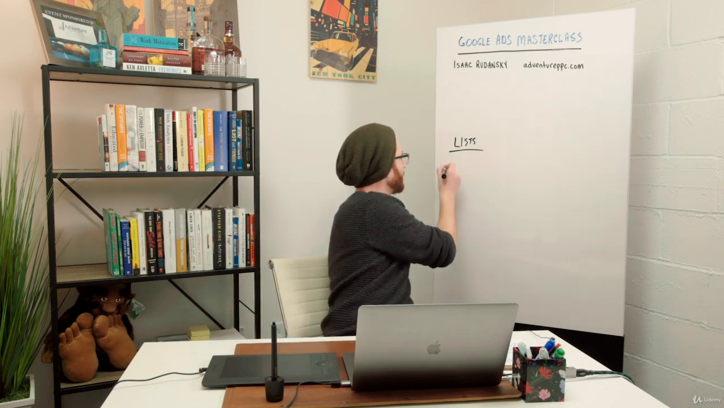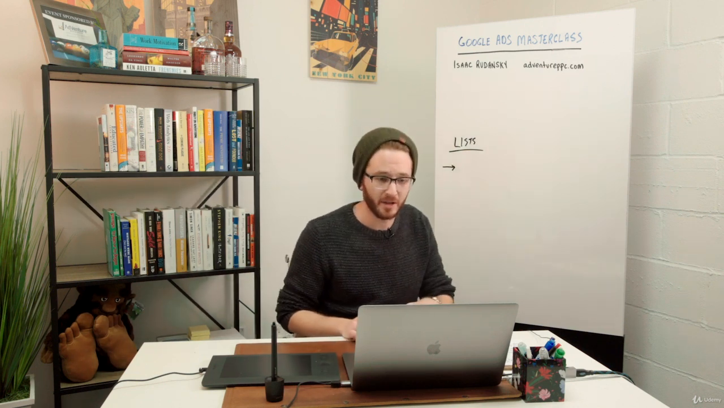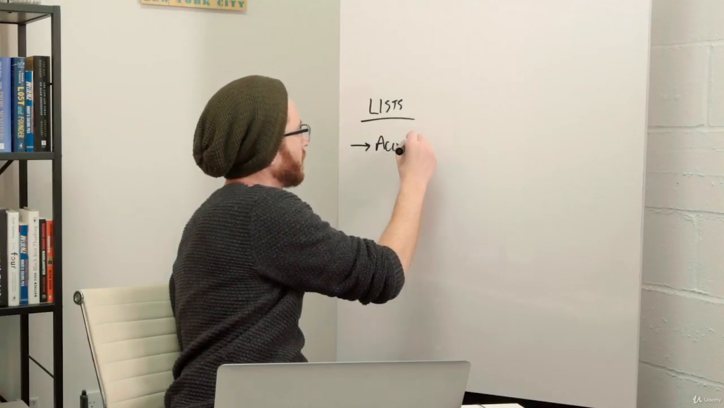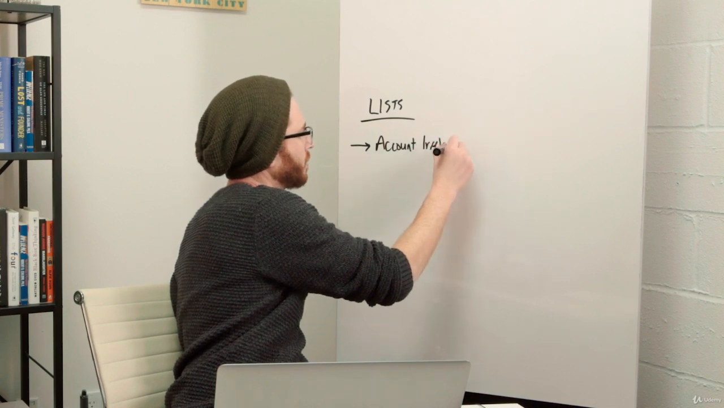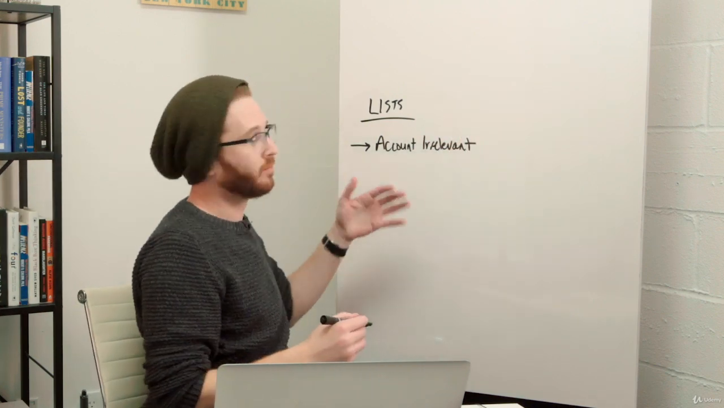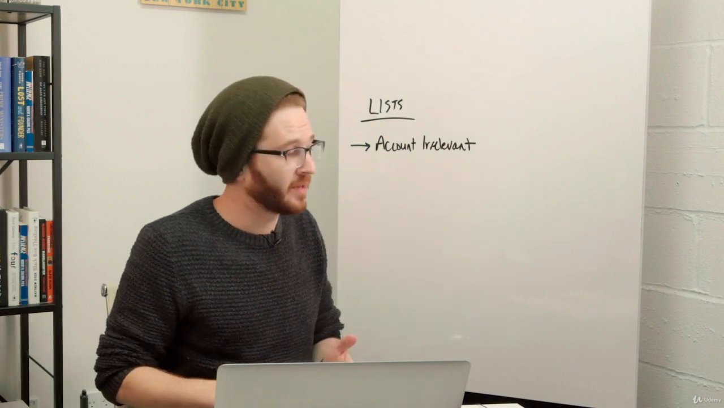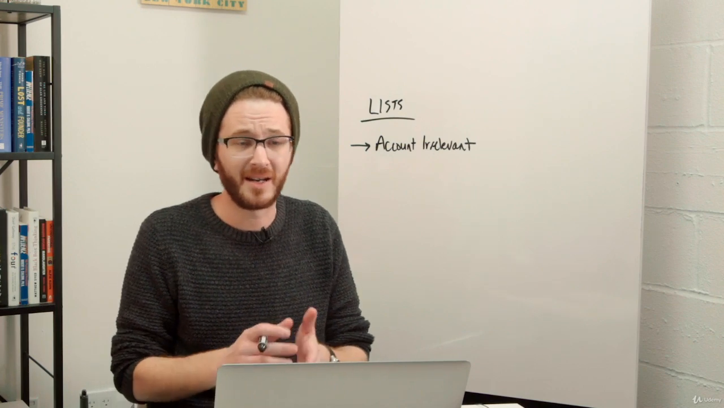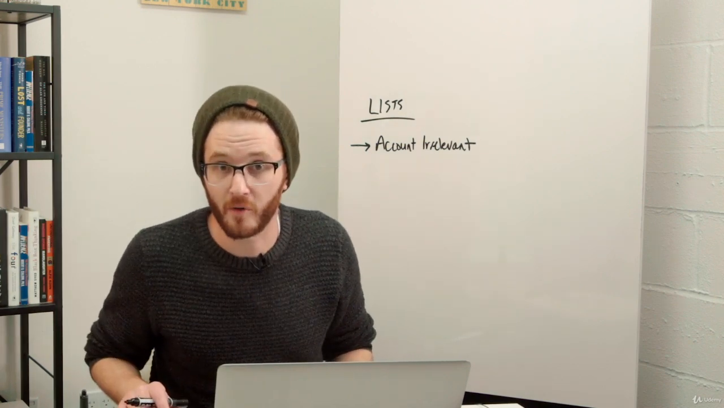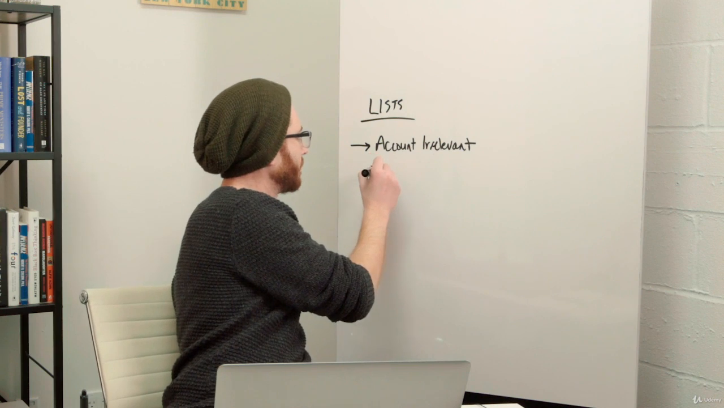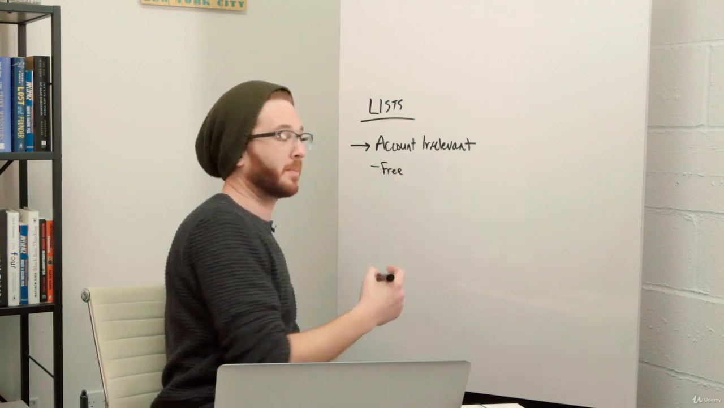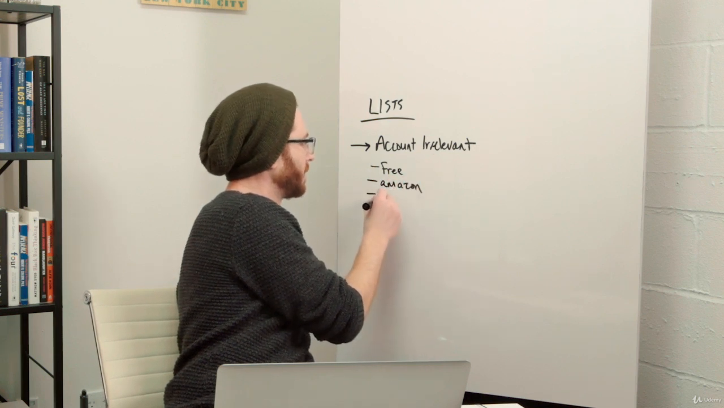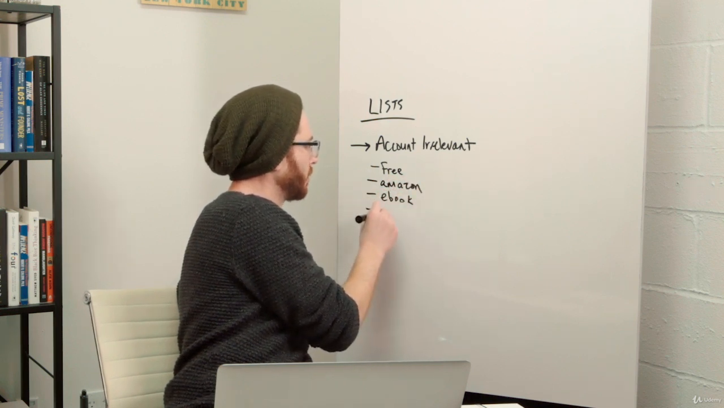The most popular form of list that I suggest that you all create right away is what I call an account irrelevant list, okay? And you could label it as such. Your account irrelevant negative keyword list is going to consist of negative keywords that you never want to show up for. So let's say you're Poppin', a good example of that is free, and probably a lot of you will have that, and maybe it's going to be Amazon, and maybe it's going to be ebook, or maybe it's going to be downloads.